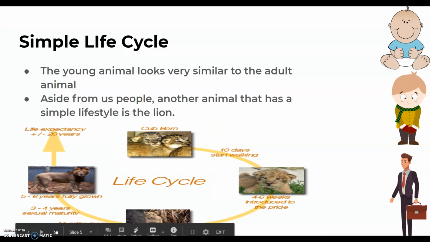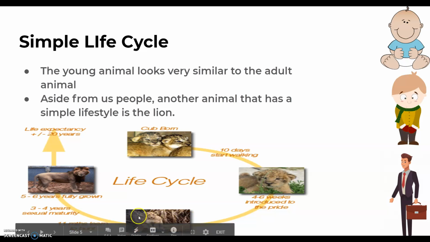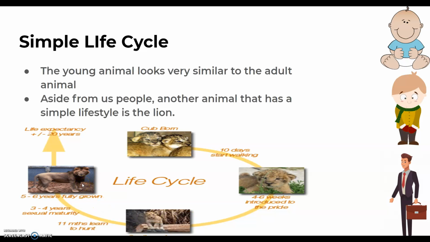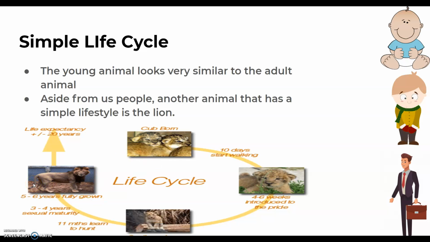In the case of animals, some go through a simple life cycle wherein the young animal looks very similar to the adult. A good example of an animal that goes through a simple life cycle is a lion. As it grows, a lion changes from a cub to an adult. But the adult still shares many physical traits with the cub, such as paws, fur, and a tail.